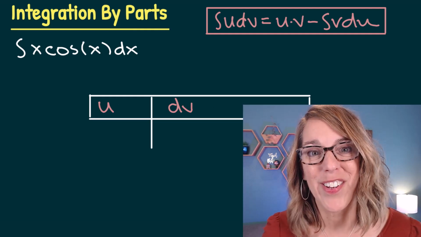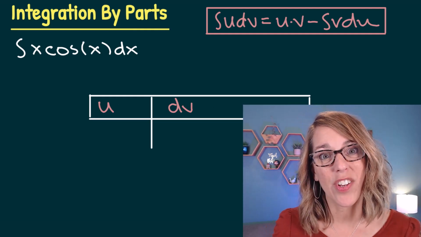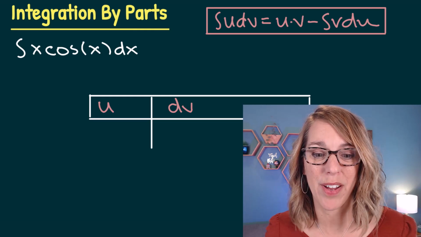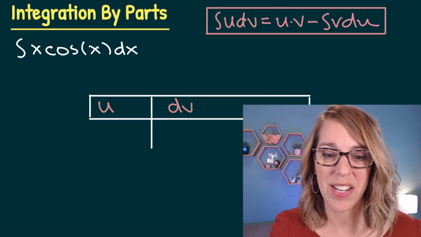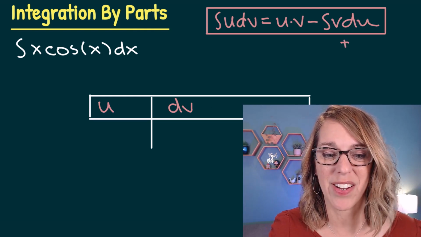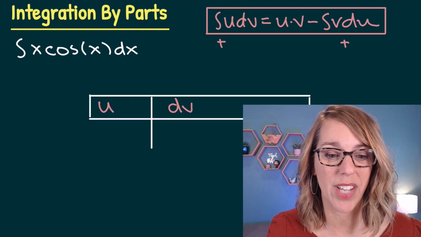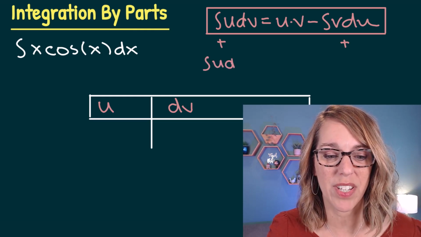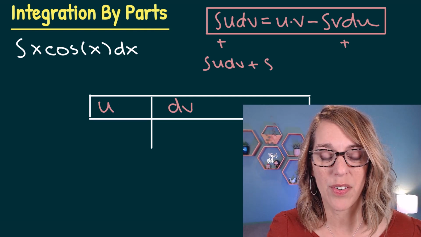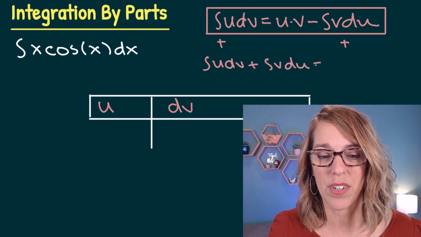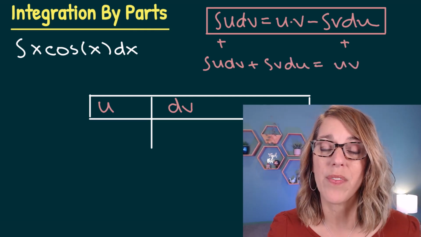Let's learn about integration by parts. It turns out that integration by parts undoes the product rule. I've got my formula here in pink. If I go ahead and add this integral v du to both sides, I get the integral of u dv plus the integral of v du is equal to u times v.